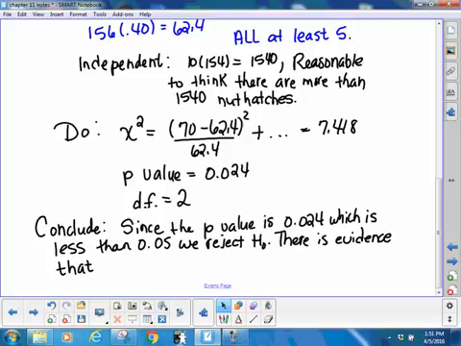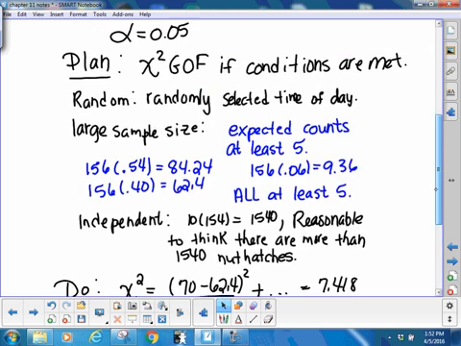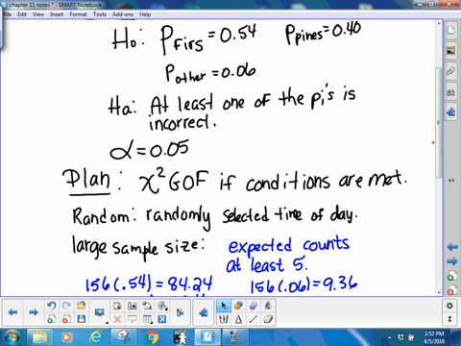I'll let you practice on the calculator. We got to finish that conclusion, and I need your help. I need you to understand. When we reject, we always say, so we have evidence that, and we go back to the alternate and recopy. Okay, so let's go back to the alternate. So we have evidence that at least one of the p's is incorrect. Mathematically, that's sound. What am I going to lose credit for? What's happening here that I need to fix?